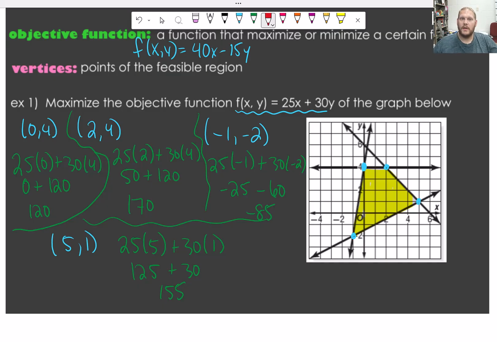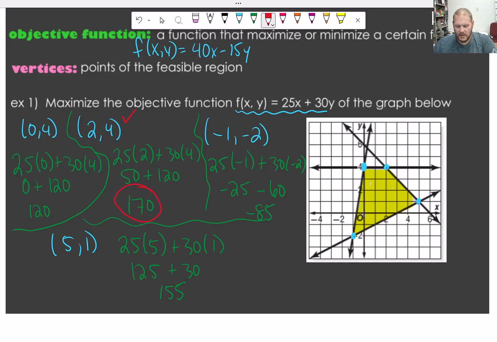I can look to see which one of those gives me the highest output for our objective function, which 170 is the biggest output that we have. So 2 comma 4 is the point where the maximum happens, but 170 is the maximum of that value. So again, depending on how the question is phrased, if you want to know what the x and y values are, what is the point of your max value, that would be 2 comma 4. In this case, they want us to maximize the objective function. 170 is the max output of that objective function.